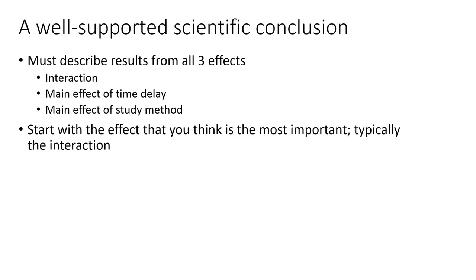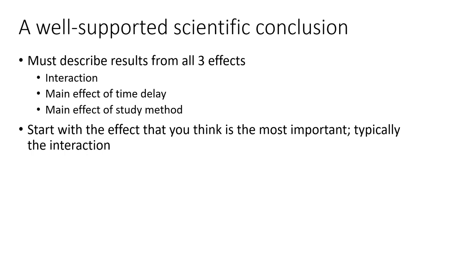Now, writing up a well-supported scientific conclusion for a two-way ANOVA is long in that you're going to need to describe 3 different effects. You need to describe the interaction, the main effect of time delay, and the main effect of study method. Now, which one of these you talk about first really depends on the results. In this case, you had a compelling interaction, so I would talk about that first. Anytime you have a compelling interaction, I would talk about that first. It's probably going to be the most interesting result.